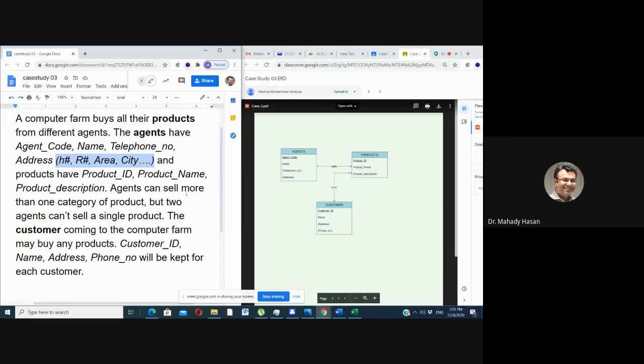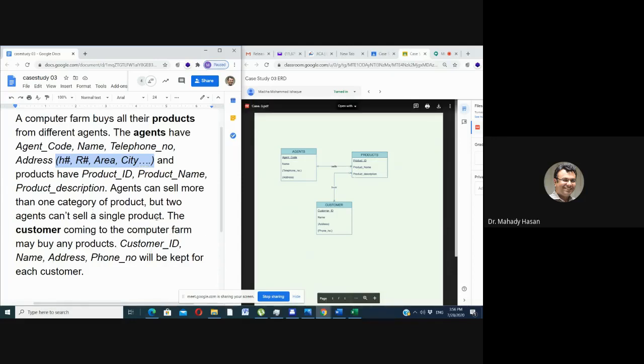So that's basically why you have mandatory. And for each product, definitely there should be some agent. Otherwise, there is no reason of having the product, right? It might be true. So these conditions, this relationship seems to me is correct. The next part where we can see the customer coming to the computer farms may buy any product. So customer may means it is optional. Very good. So optional is given. But the customer may buy many products. So that's the reason why you have mentioned many.